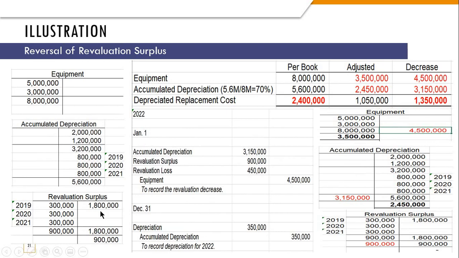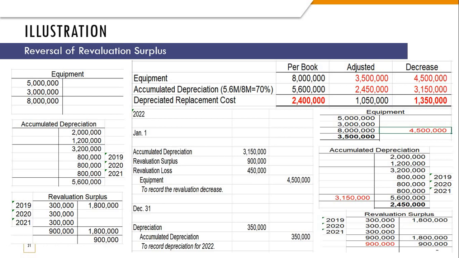Ito yon, di ba? 1.8 million na balance, no? Yan. So minus this one for 2019 to 2021. So may balance pa rin yung revaluation surplus na 900,000. So i-close muna natin siya. And the remainder is to revaluation loss. Okay? Revaluation loss natin is 450,000.